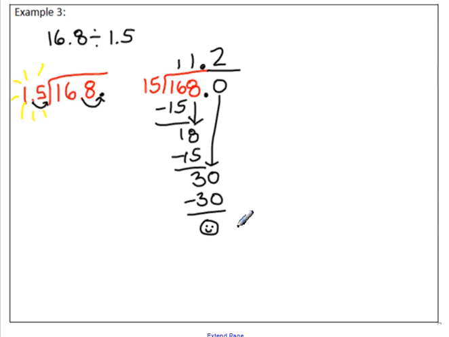That's nice. So when the directions say round to the nearest tenth if necessary, this is what it means. It's not necessary to round. So my final answer is 11.2. It's not necessary to round because we have nothing left over. Don't forget to circle your final answer.